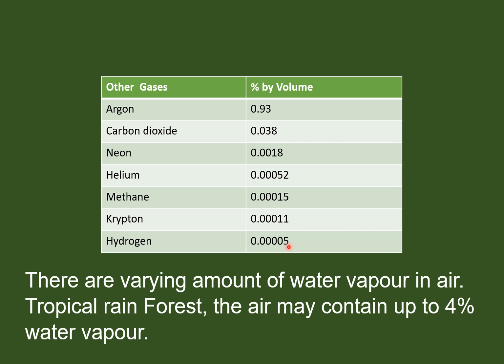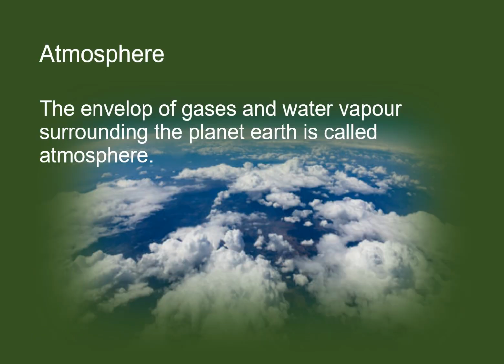Beside these gases, there are varying amounts of water vapor in the air. There is little water in the air over the desert, whereas in tropical rainforests, the air may contain up to 4% water vapor. This means the amount of water vapor in air varies from place to place and time to time. Now, atmosphere. The envelope of gases and water vapor surrounding the planet Earth is called atmosphere.